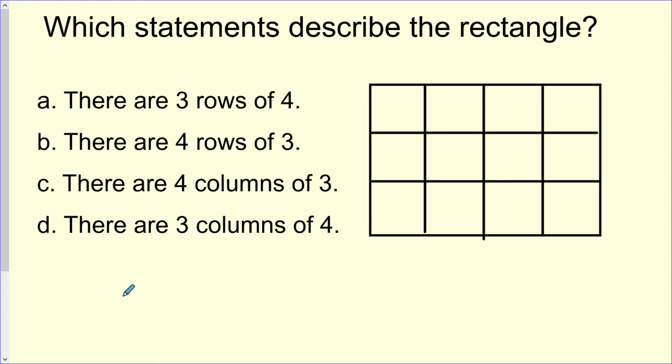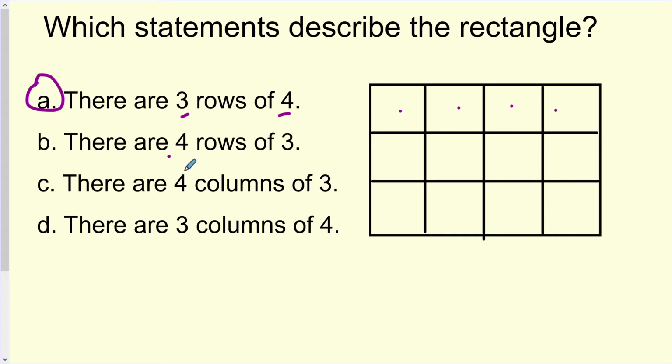Which things are true? There are 3 rows of 4. Do I have 3 rows? Row number 1, 2, 3. Yes. Are there 4 squares in each row? Yes. So A is true.